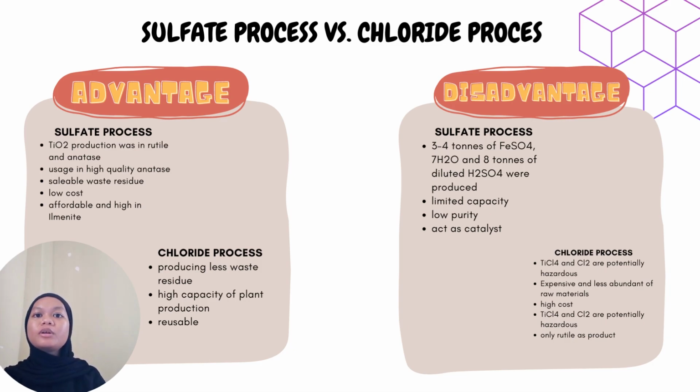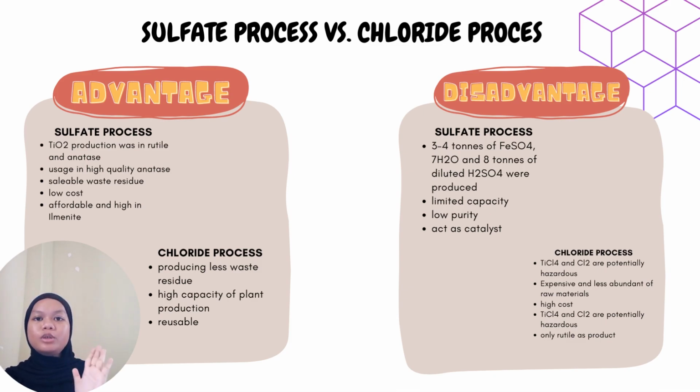I'll present the comparison of the sulfate process and chloride process in titanium dioxide production, which includes the advantages and disadvantages of each process. Firstly, the advantage of the sulfate process is it produces titanium dioxide in both rutile and anatase form. Therefore, this process can produce a high-quality rutile with the occurrence of anatase. Secondly, the sulfate process was used for high-quality anatase such as ceramics and also high-quality paper.